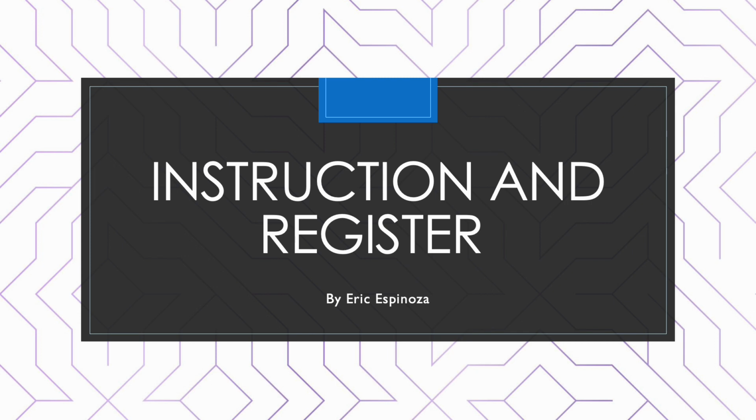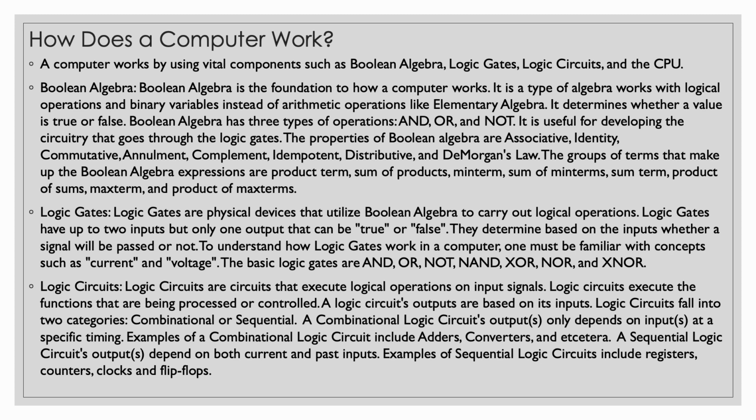I am a part of the COMPSCI-3 class, and I will be going over Project 5 instructions and registers. With respect to how a computer works by using vital components such as Boolean algebra, logic gates, logic circuits, and the CPU. Boolean algebra is basically a foundation of how a computer works.